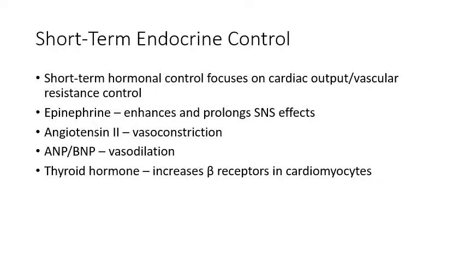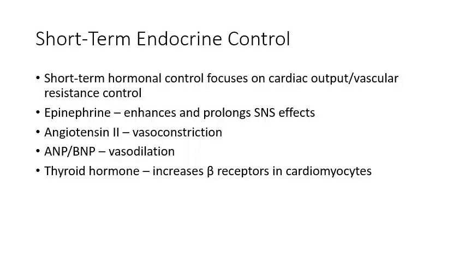Finally, you have thyroid hormone. The main effects of thyroid hormone are to regulate your metabolism, but thyroid hormone will also increase beta receptor expression in your contractile cardiomyocytes. So beta receptors are an adrenergic receptor that binds epinephrine and norepinephrine. It's one of the receptors that's used by the sympathetic nervous system for signaling to target organs, which you may remember from A&P 1. So the sympathetic nervous system will release norepinephrine as a neurotransmitter. It also causes the release of epinephrine as a hormone.